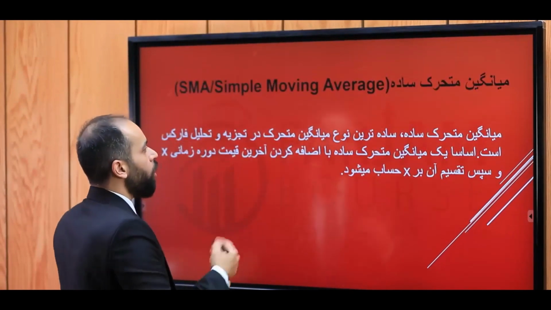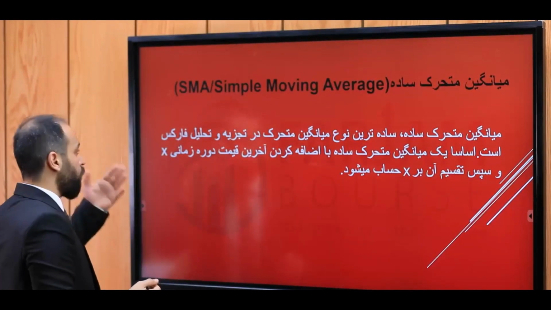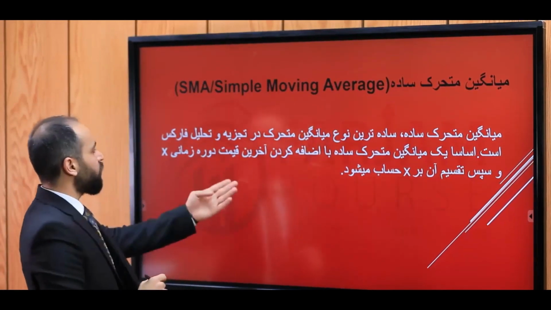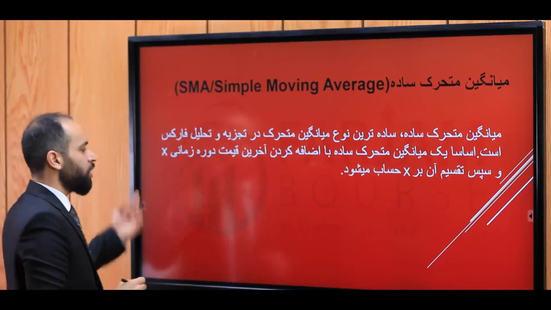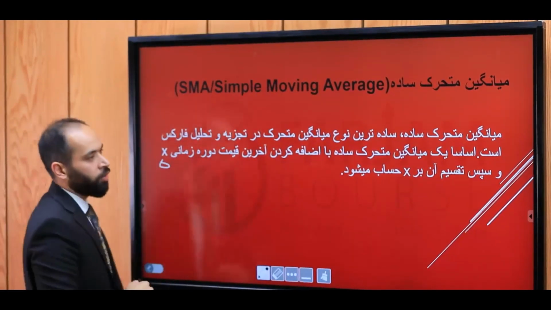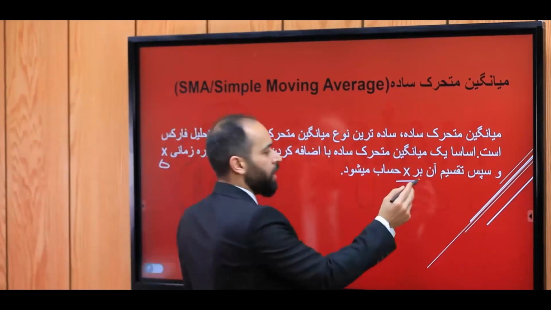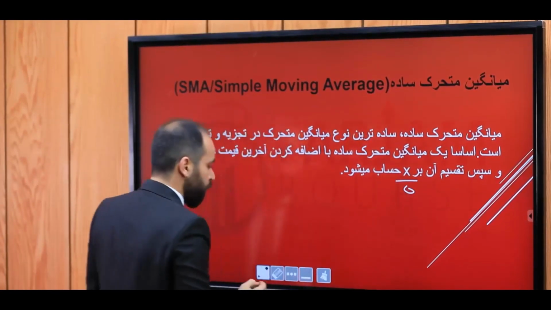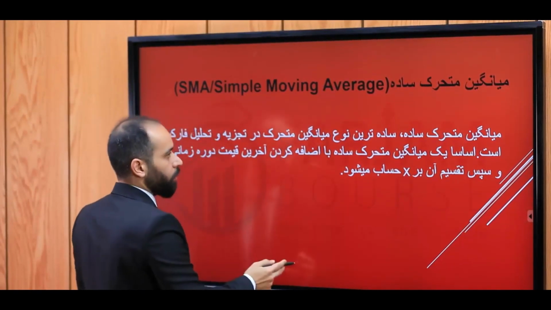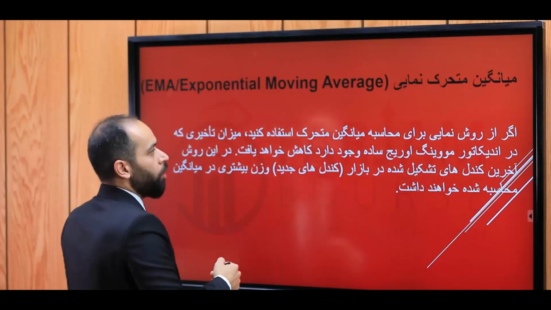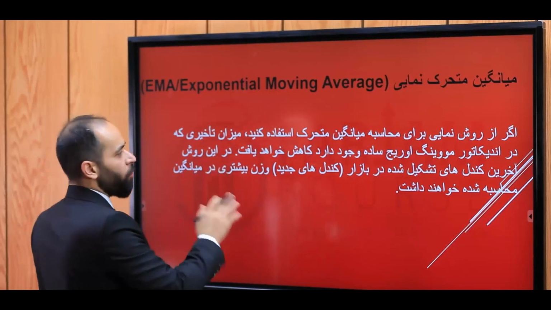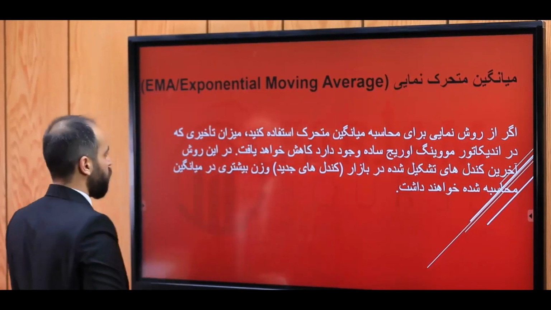Now the simple moving average, which is the simplest type of moving average in Forex analysis, is calculated by adding the latest prices of X time periods, which in our example we said was the past 5 periods, and then dividing that by X, meaning dividing by 5, just like the example we just gave. This gives you the moving average. Again, as we mentioned in the definition, if you use this method, it calculates the moving average for us.